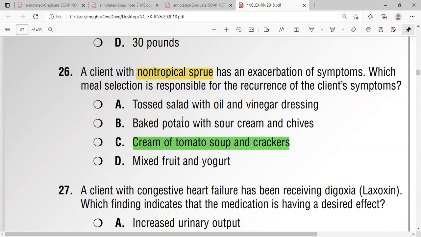So answers A, B, and D do not contain gluten. Tossed salad with oil and vinegar does not contain gluten. Potato, right, does not contain gluten. Mixed fruits and yogurt do not contain gluten, therefore they are incorrect.